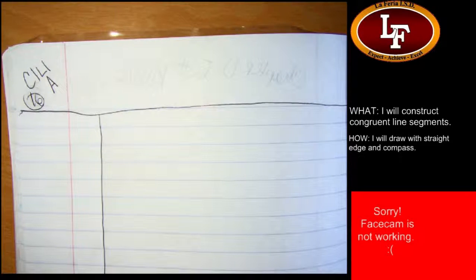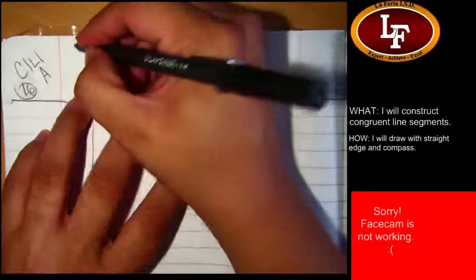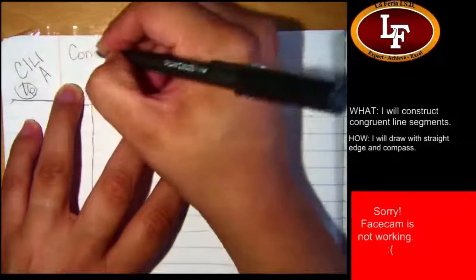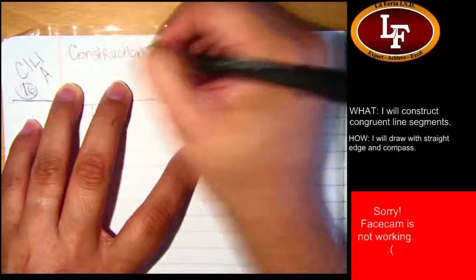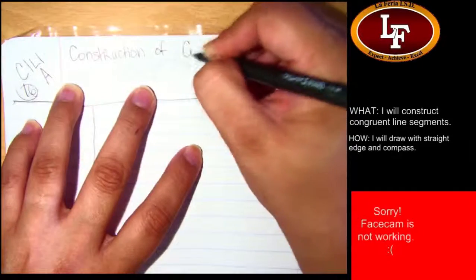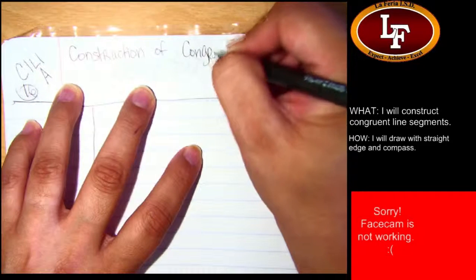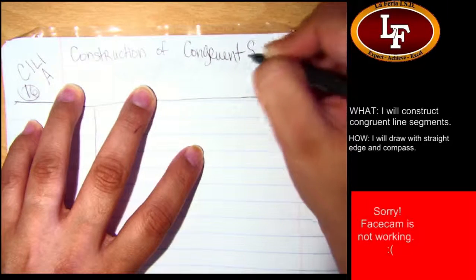It's A because the information that we're about to cover is found in lesson 1, but it's kind of like a side note. So it's part of this chapter, and today's lesson is entitled Construction of Congruent Segments.